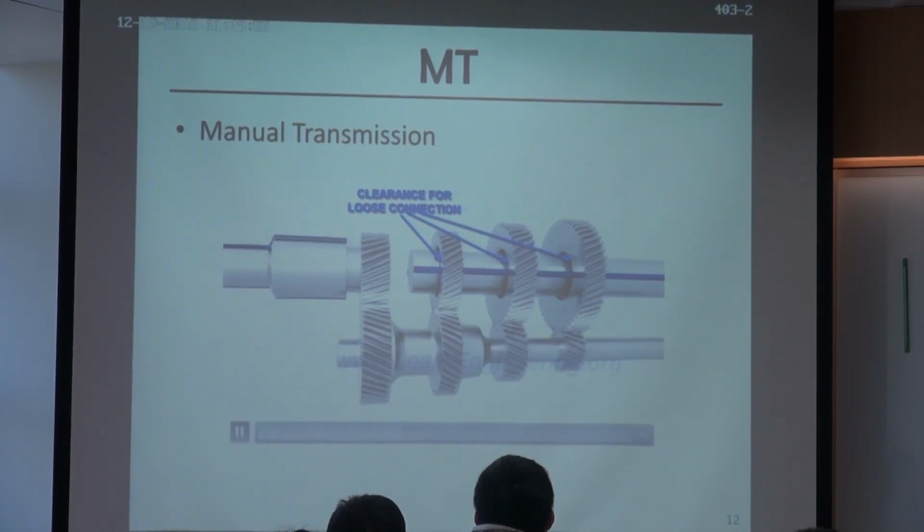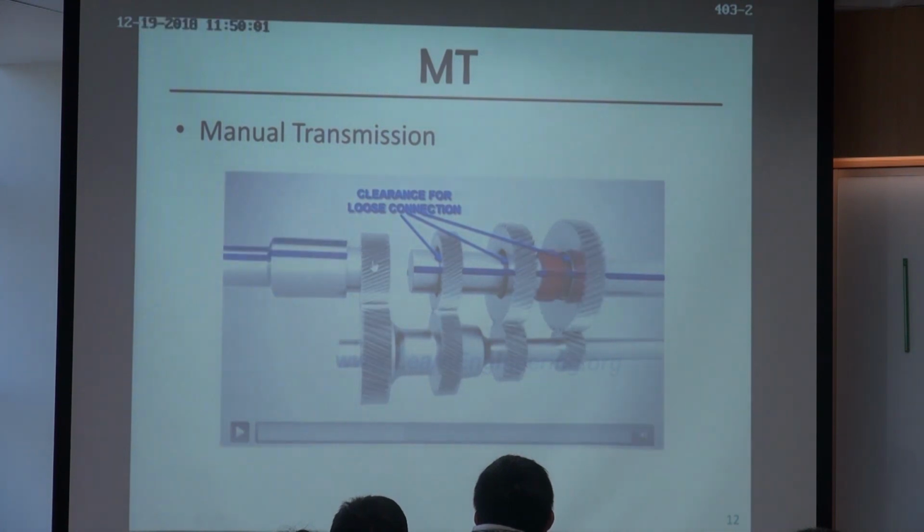Only one of them will be engaged. So for example, maybe use a clutch. The clutch will decide if this shaft is solidly connected with the gear. So only one gear will be clutched at one time.